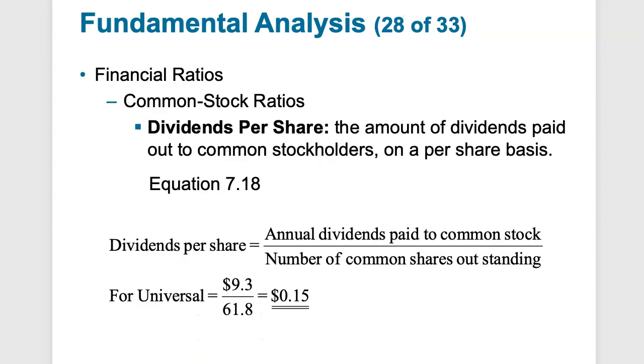Okay, dividends per share: we're looking at our annual dividends paid divided by the number of common shares outstanding. So it's the total dividends paid for the company. Maybe it's $1 million of dividends. If they have 1 million shares, it's $1 per share. In this case, we'll say $9.3 million of dividends are paid over 61.8 million shares, or 15 cents per share. So it's just taking the total dividends paid divided by the outstanding shares to get the dividend per share.